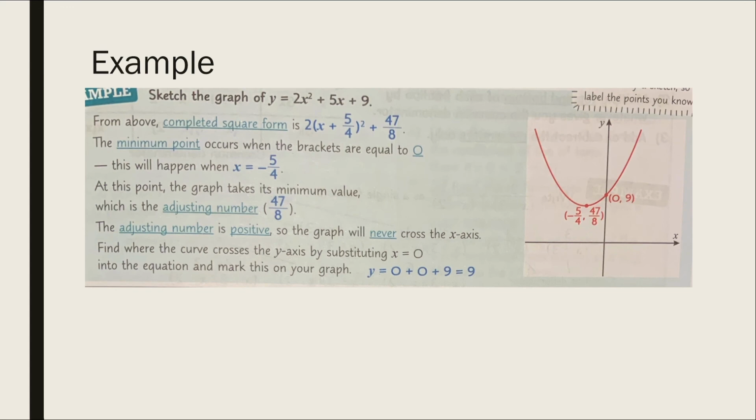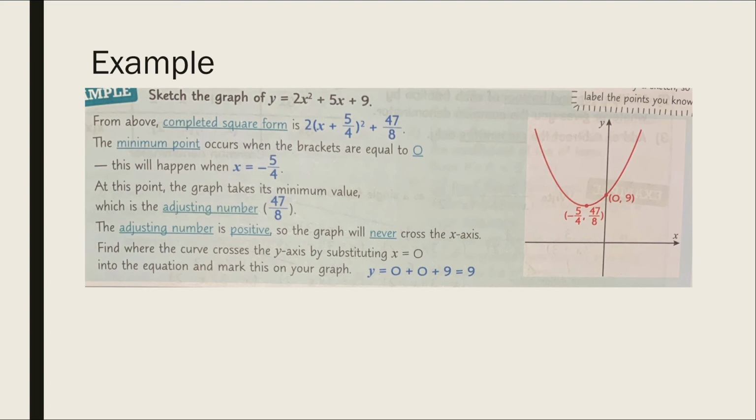We want to sketch the graph of y is equal to 2x squared plus 5x plus 9. So, the completed square form, you could do this in your book or notepad. You could try it out for yourself to practice completing the square. But once you've got that, you'll know you're right if the answer is 2 times x plus 5 over 4 whole squared plus 47 over 8. Really, we're just using the answer from before, but it's fine.